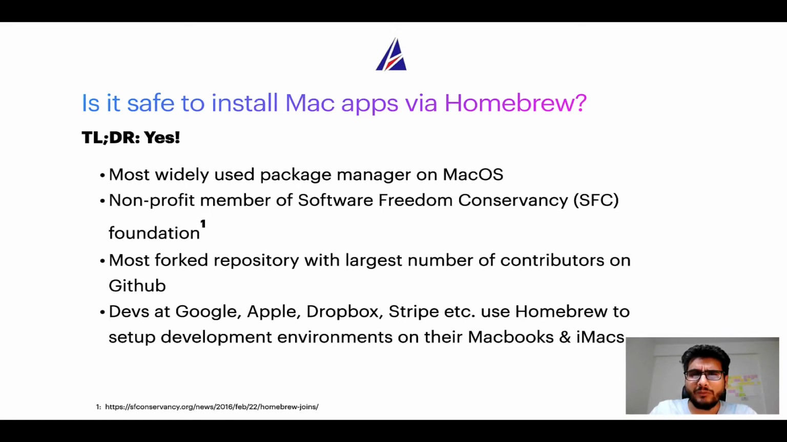Moreover, Homebrew is a non-profit member of Software Freedom Conservancy, also known as SFC. Many other open source projects like Git, BusyBox, Samba, Wine are all part of this organization. Also, you might be surprised to know that Homebrew is the most forked project on GitHub and it has the largest number of contributors on its GitHub repository. Many devs at organizations like Google, Apple, Dropbox, Stripe, etc. use Homebrew to set up different development environments on their MacBooks and iMacs.